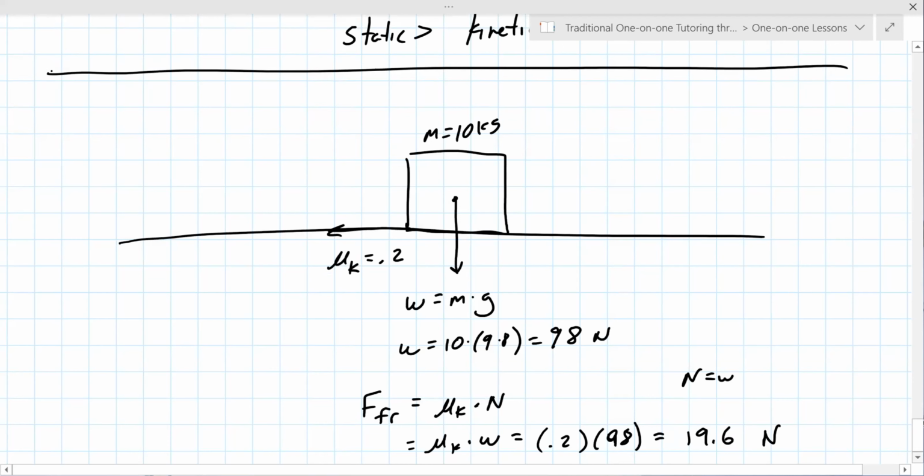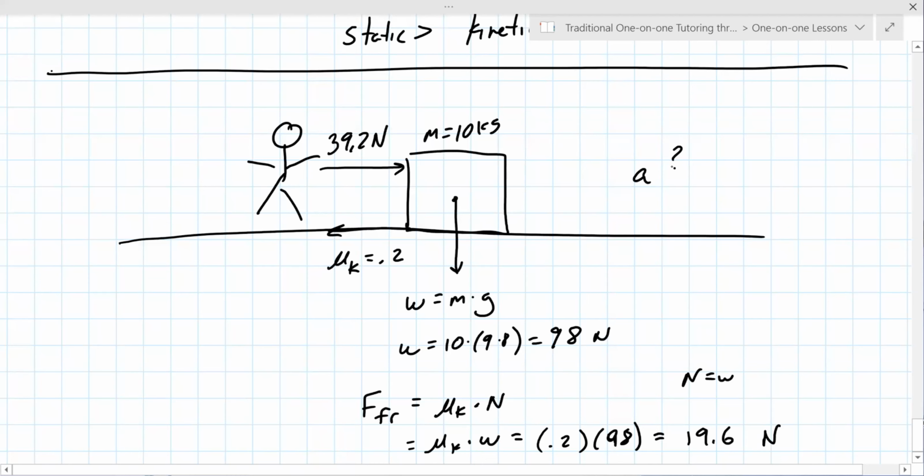Now you come along and you're pushing this thing. You're applying a force of 39.2 newtons. You can just see by the numbers, this thing's definitely moving. What is its acceleration?